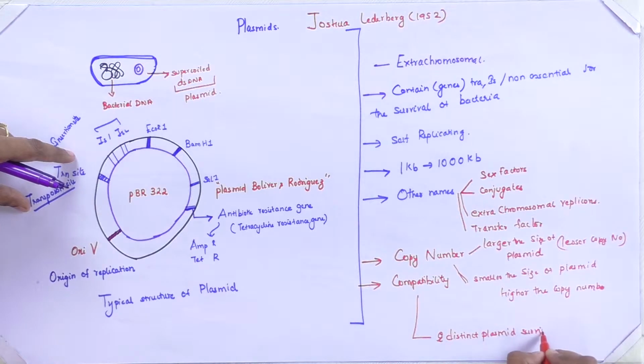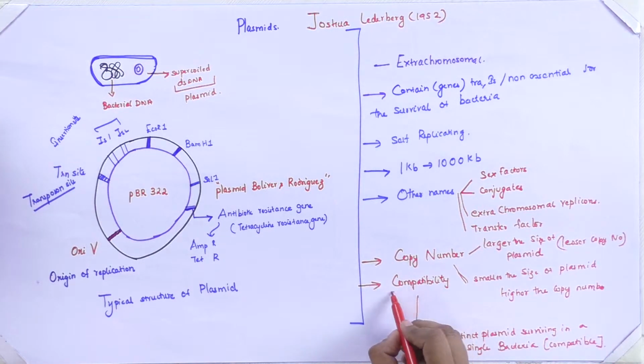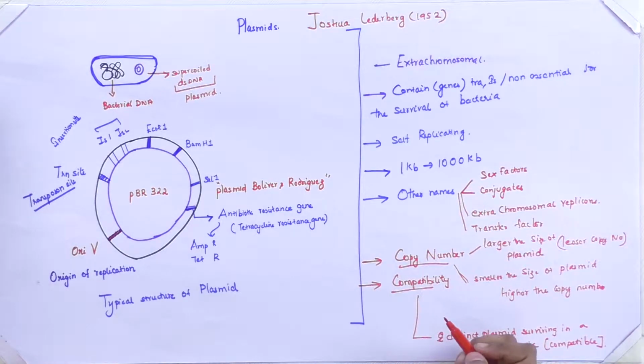Compatibility: you can take two distinct plasmids surviving in a single bacterium without harming each other or acting against each other, and that you can also term as compatible with each other. This is termed as compatibility. So these are the properties we are going to see in plasmids. Next we are going to discuss the different types of plasmids.